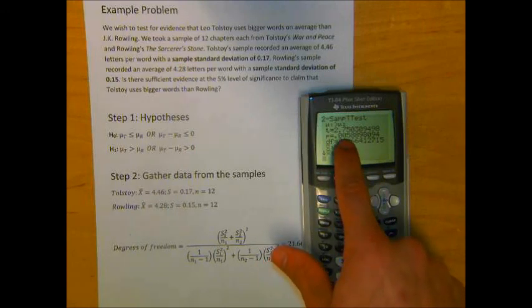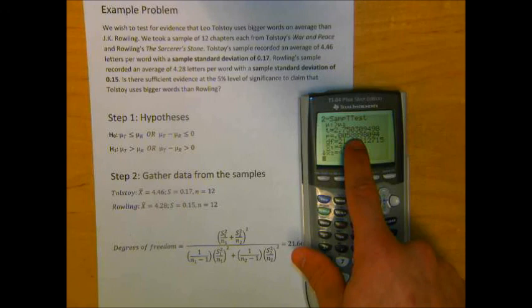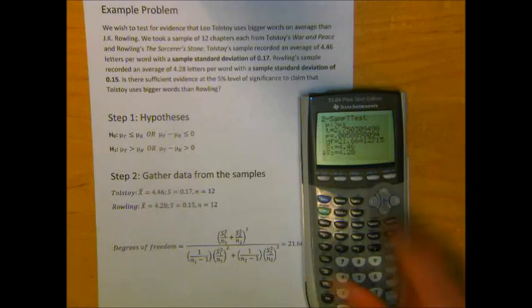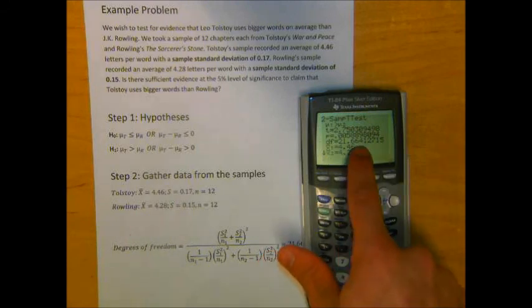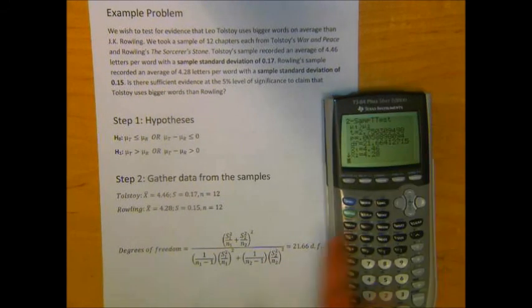The p-value of 0.00588898 is well below 0.05 or 5%. In this case, we would reject the null hypothesis as we did before. Notice here the degrees of freedom would be calculated as 21.66, as I indicated right here.